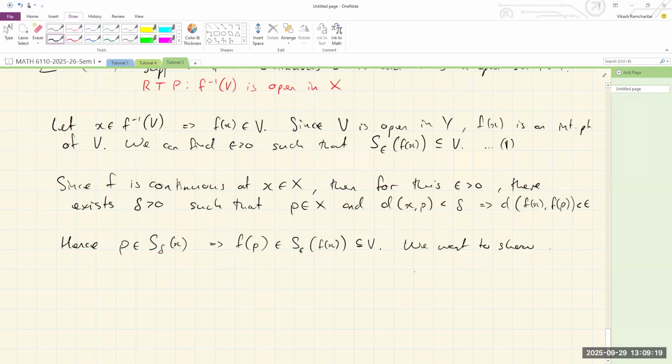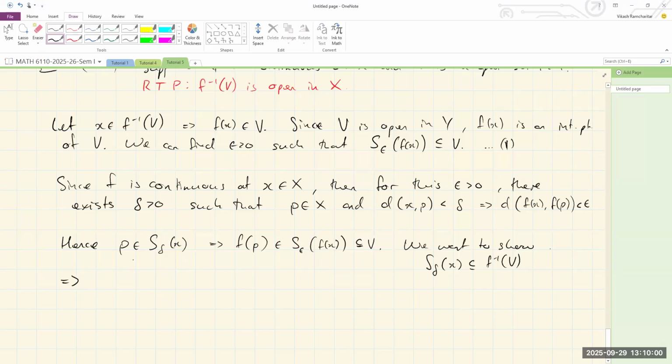So we want to show that this guy is inside of this guy, right? That's what we want to show. And this is what I have: I have that f of p belongs to this sphere, which is in V. So it's from right here.